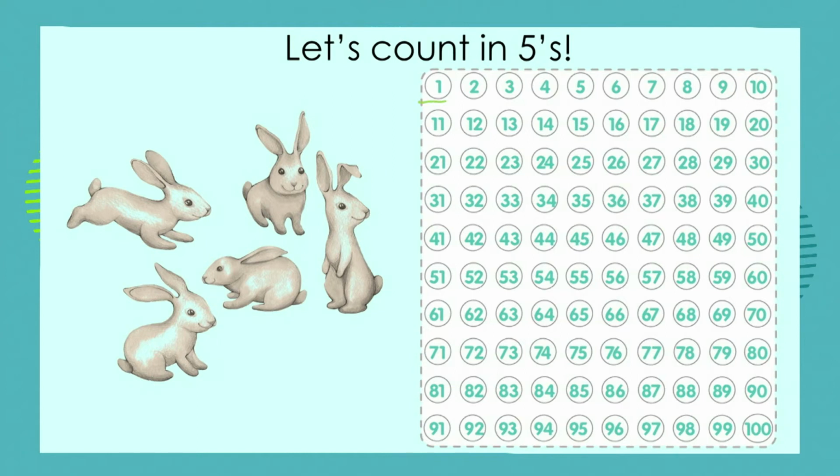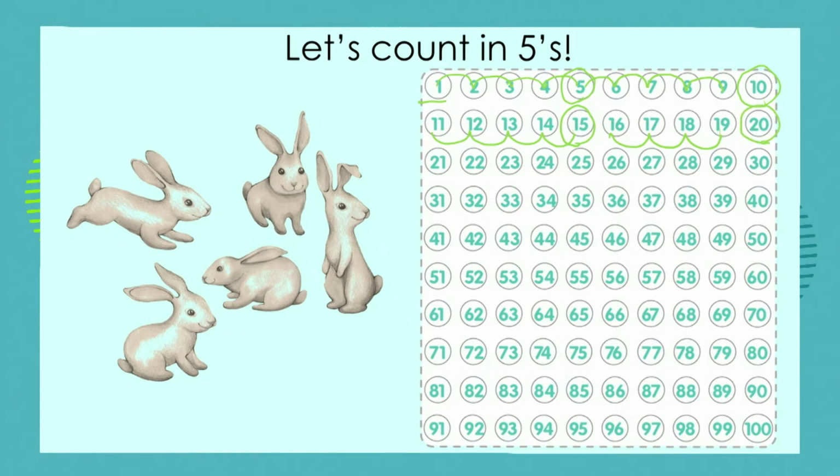If we start at 1, we're going to go 1, 2, 3, 4, 5. Let's count another 5. 1, 2, 3, 4, 5. That gives us 10. Let's count 5 more. 1, 2, 3, 4, 5. That's going to give us 15. And let's count another 5. We get 16, 17, 18, 19, 20.